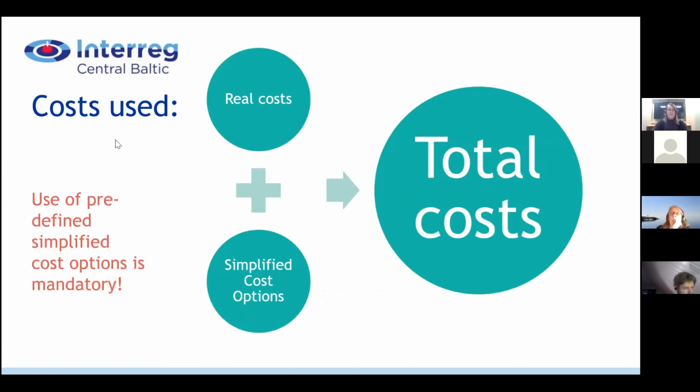So what costs will be used? Basically, there are two different types of costs for these projects, which are real costs and the simplified cost options. Both of these together make up the total cost of the project. And one point we have also emphasized here in red is that the predefined simplified cost options are mandatory. So for example, the travel cost flat rate or the office and administration flat rate is mandatory and will be also calculated automatically by the GEMS system.